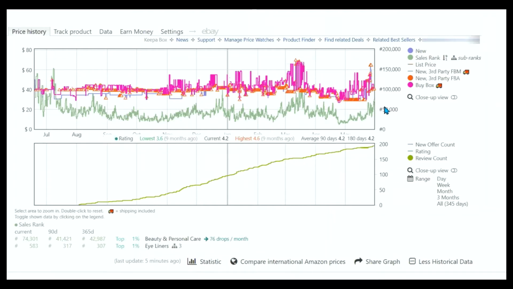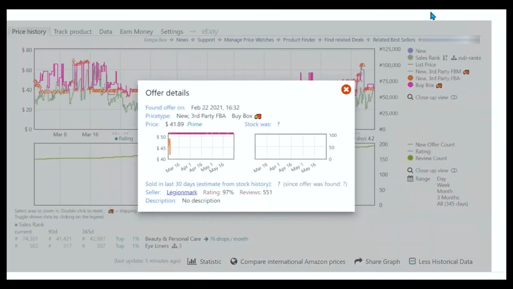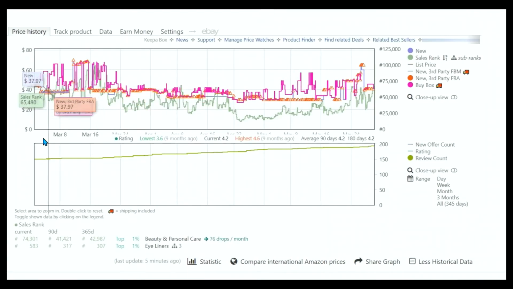All right, with that said, we'll initially just do the 3-month chart, which is from March 1st till about May 30th. The only items that are clicked are the new third-party FBA, the buy box, and then on the bottom graph, the new offer count.